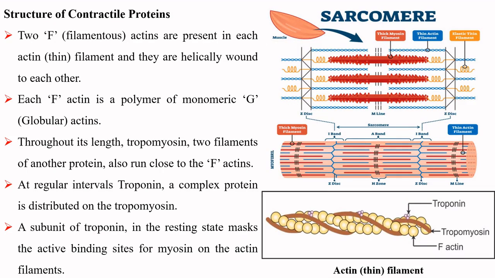Structure of contractile protein. Two F-actins are present in each actin filament and they are helically wound to each other. Each F-actin is a polymer of monomeric G-actins. Throughout its length, tropomyosin, two filaments of another protein, also runs close to the F-actins. At regular intervals, troponin, a complex protein, is distributed on the tropomyosin. A subunit of troponin in the resting state masks the active binding sites for myosin on the actin filament.